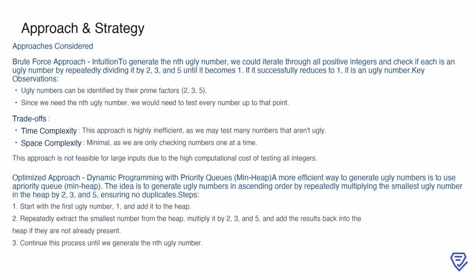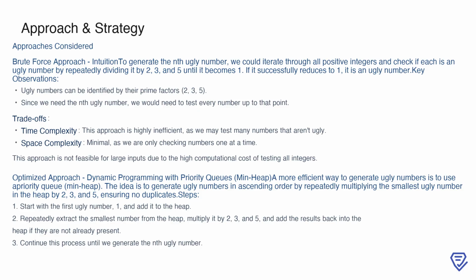To solve the problem of finding the nth ugly number, we can start by considering a brute force approach. The intuition behind this method is straightforward. We would iterate through all positive integers and check if each number can be classified as an ugly number. A number qualifies as ugly if, after repeatedly dividing it by 2, 3, and 5, we are left with 1. This approach relies on the key observation that ugly numbers are defined by their prime factors being limited to 2, 3, and 5.